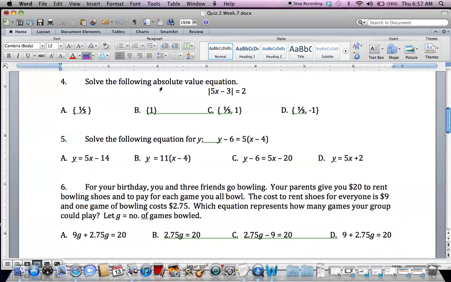Solve the following absolute value equation, all right? The absolute value of 5x minus 3 is equal to 2. So solve this absolute value equation. Solve the following equation for y. Y minus 6 equals 5 times the quantity x minus 4, in parentheses. We're solving for y.